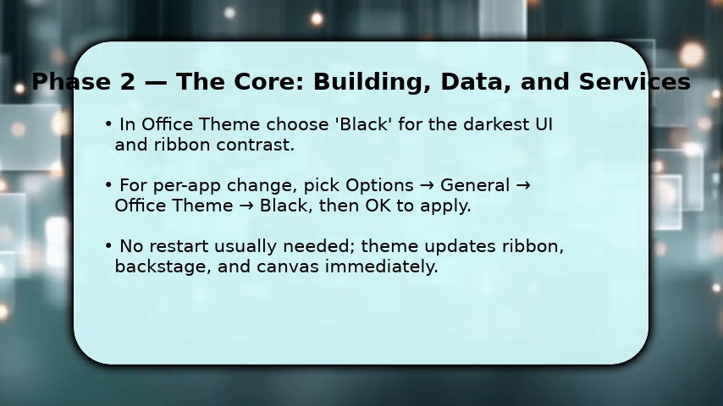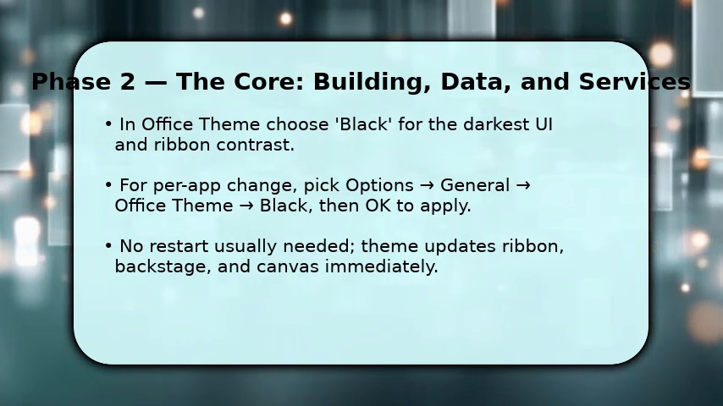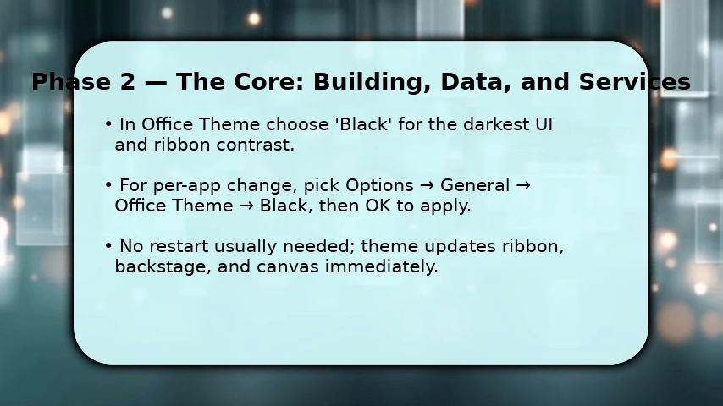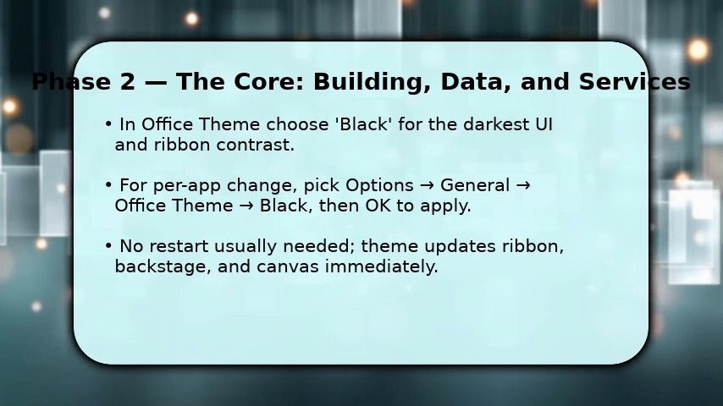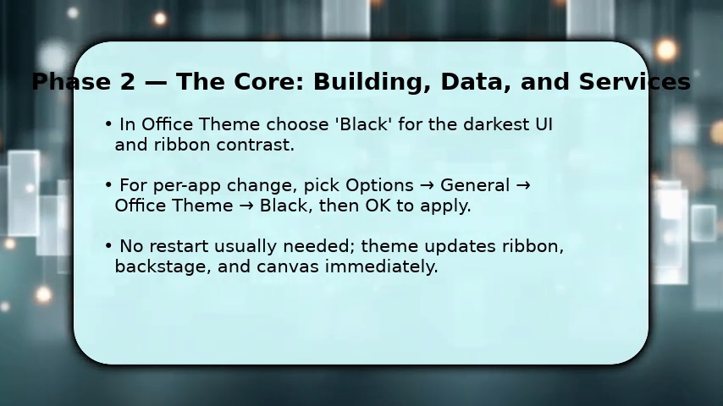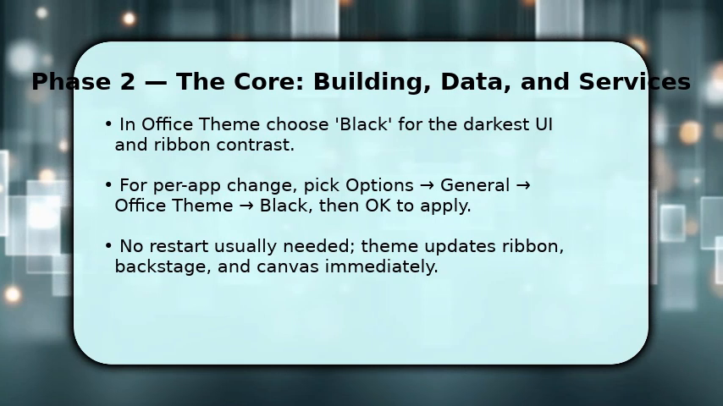Make sure your Office build is recent, because older builds only offer dark gray. If you prefer system alignment, look for Use System setting in newer Office releases. Finish by confirming the look in another Office app to ensure the theme applied everywhere.